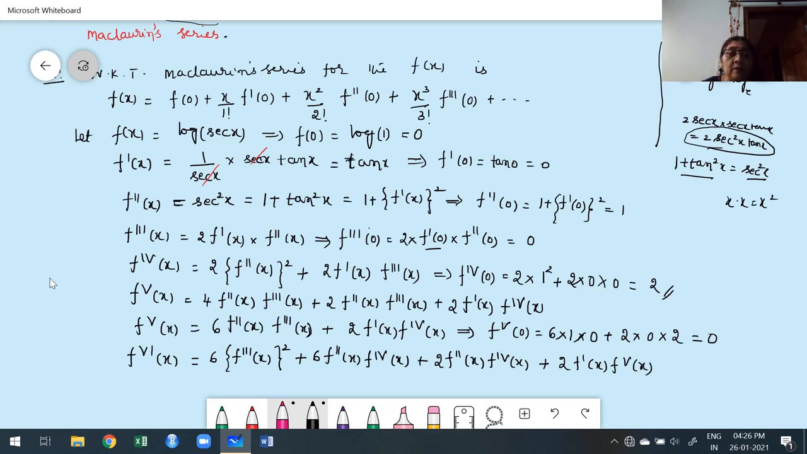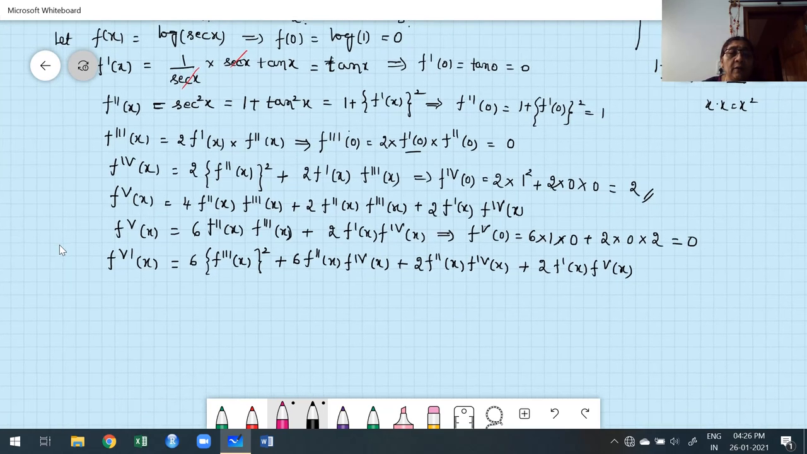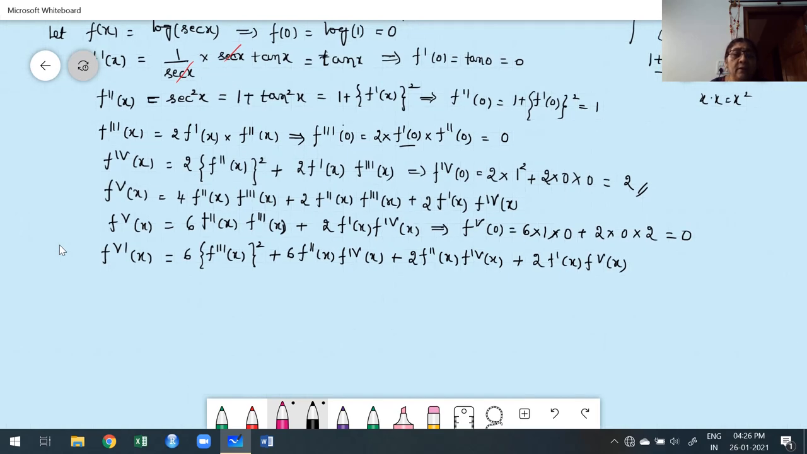Before moving to the next step, add similar terms and write the simple form. The sixth derivative of the given function is nothing but 6 times (f'''(x))². Plus, these two must be the same term. Adding these two, we get 8 times f''(x) into the fourth derivative of x. Plus 2 times f'(x) into the fifth derivative of x.